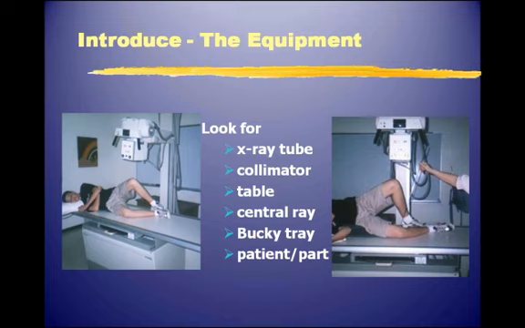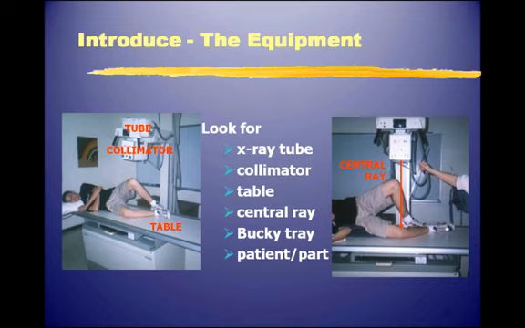Now we're going to practice. We're going to look for the X-ray tube. See where it is above the collimator? And then the table, which is under the patient. The central ray, we're going to find that on the picture on the right as it comes out of the X-ray tube, invisible central ray.